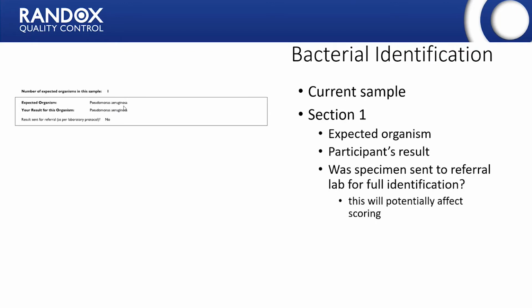Then we have the expected organism. Obviously, we know which we're providing. So in this case, it's a known organism that we're providing, the Pseudomonas aeruginosa. This is one that we had in the pilot study that was sent out. So we have the expected organism and the result from the actual customer itself. Here we see as well whether the result was sent for a referral.